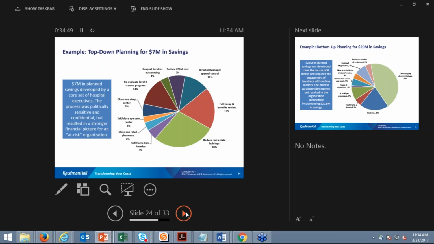Okay, so now let's go back to the targets I talked about a few minutes ago and how that organization translated those targets into savings. So as you remember, those two top rows added up to $7 million. And here is how that organization chose to go after that $7 million. You can see about a quarter of that is in divestiture of real estate holdings. This organization was a very large real estate holder in their community, and they were not all related to healthcare services. So they divested a bunch of those. A benefit comp restructuring, but you see here that they also went after director and manager span of control, and you can toggle through and see what they did here.